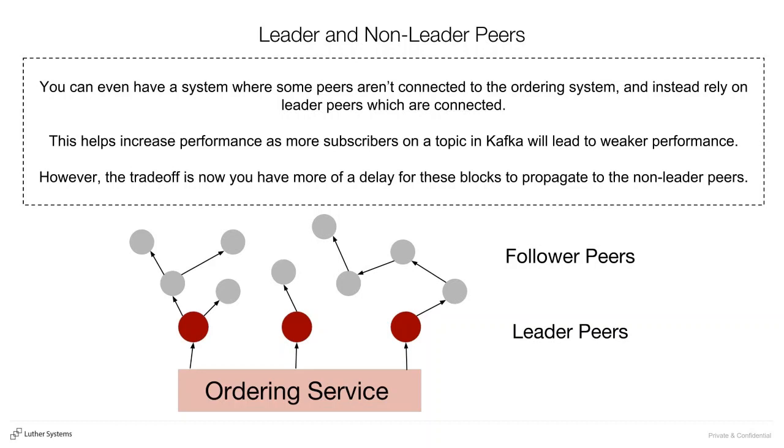Well, again, in case the peer is offline, maybe it's not connected to the gossip protocol, but also it can increase performance. In Kafka, the more subscribers you have on a topic, the less performance you can achieve. So there are performance considerations. But the trade-off is now you have more of a delay for these blocks to propagate to the non-leader peers, meaning non-leaders may not have the most up-to-date block.